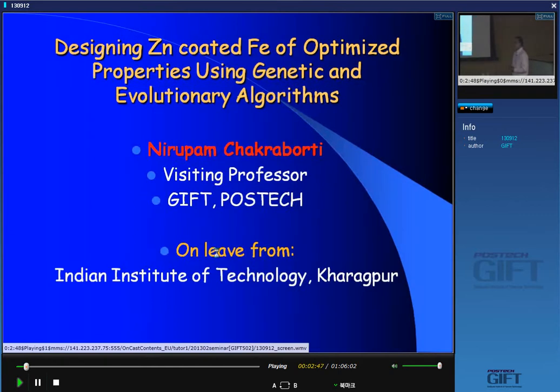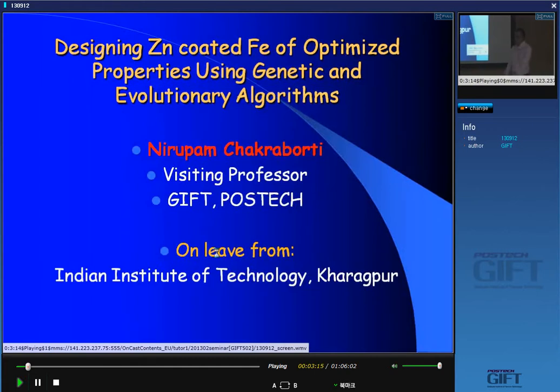All the details will not be possible to really tell you in this kind of brief seminar. But one thing should be there, that this was genetic and evolutionary algorithms. It has a special meaning. The name comes because we try to compute some engineering problem here. In this case, we'll do something with zinc-coated iron or steel, whatever that is.